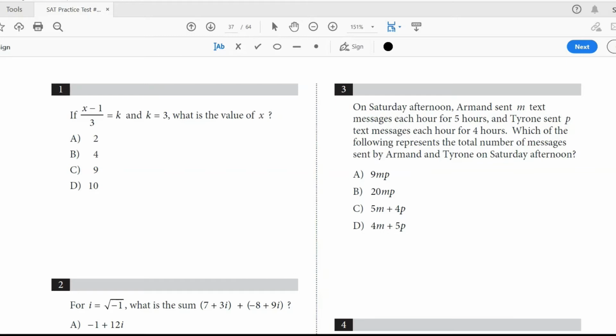Hello everyone, today we're going to do the Math Practice 1 No Calculator section. Throughout these questions I'm going to give a couple of tips on how to solve them, so let's begin.